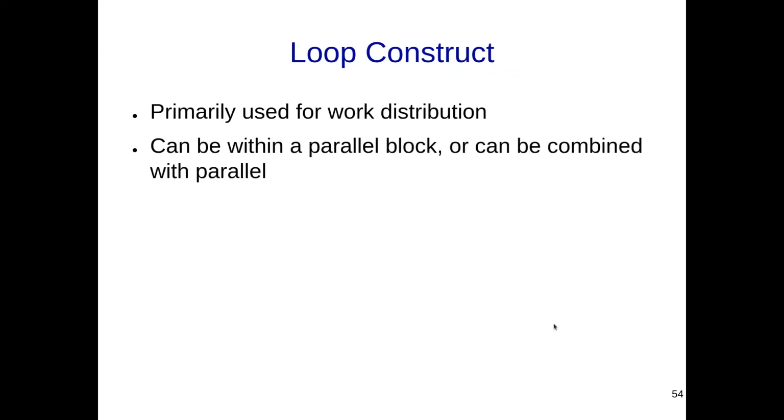In general, this loop construct can be inside a parallel block, that is #pragma acc parallel, or it can be combined directly with parallel. Either way, it has the same effect. But in case you want different kinds of clauses for different parts of the parallel loop, you might use #pragma acc parallel in one place, and then #pragma acc loop with other clauses at a different place. Alternatively, you can combine them and just call it #pragma acc parallel loop, and that will take care of parallelizing that loop.